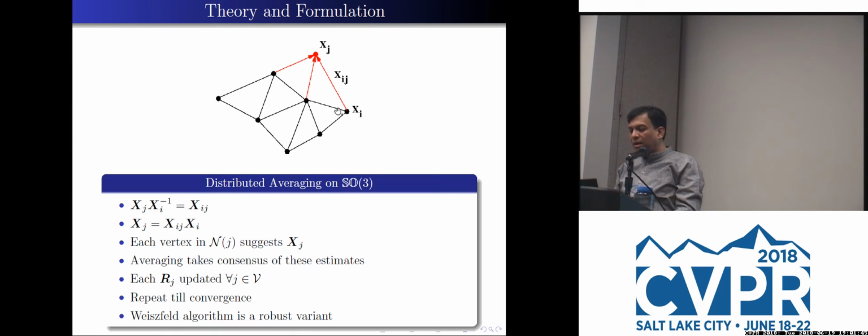Let's say I have a current estimate of the values at the individual vertices, and I have these relative differences, X_ij, which are given. What you would do is, all of these neighbors are going to tell this x_j to update itself such that it is more consistent with these differences that it observes. Then you do that for the other ones, and so on and so forth, and you keep repeating this till convergence.